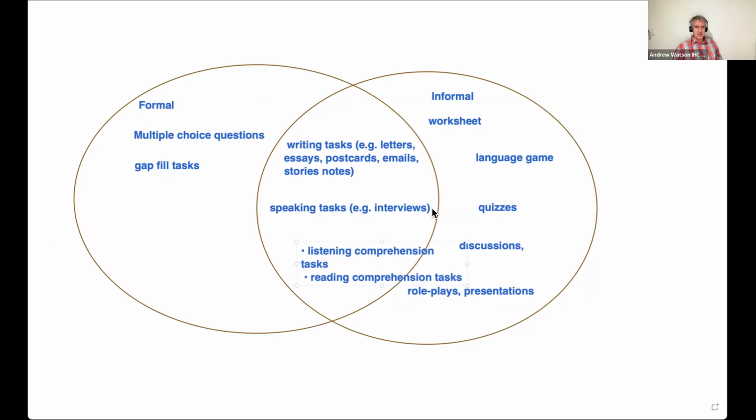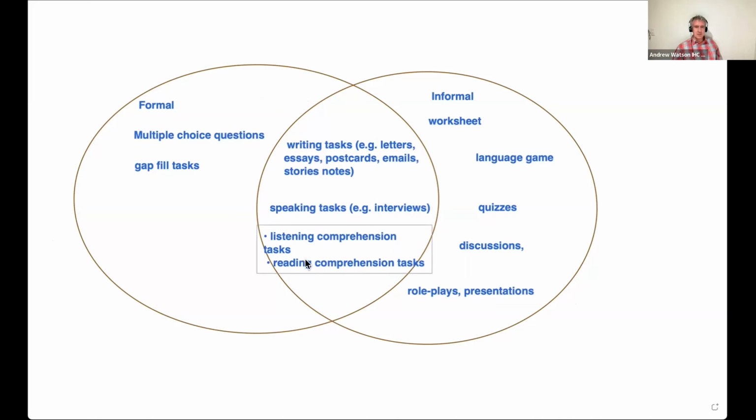Also, they could go in the middle, listening comprehension tasks and reading comprehension tasks. Sometimes they can be used for testing in an exam, but we can also use them more informally to give a sense of how well the students are developing with their listening skills or the reading skills.